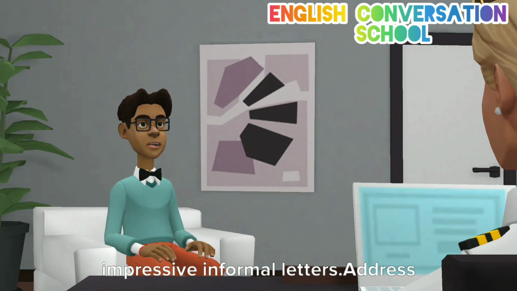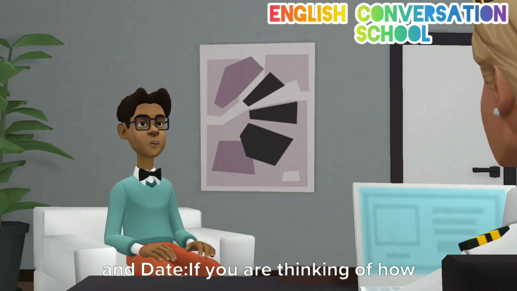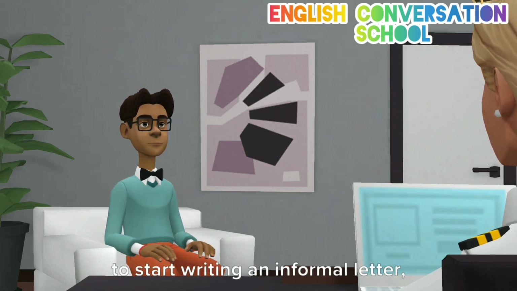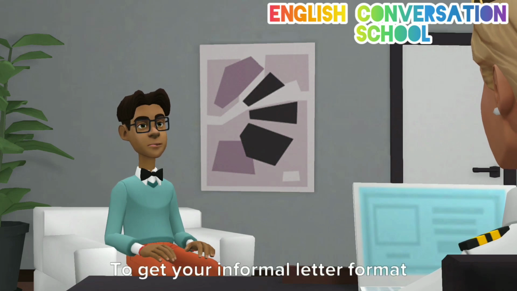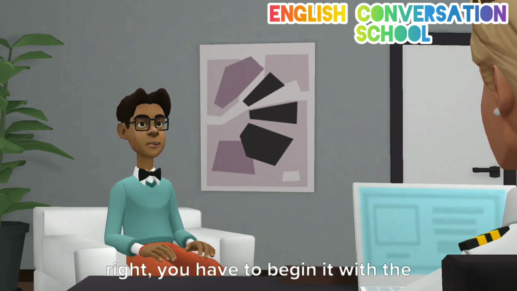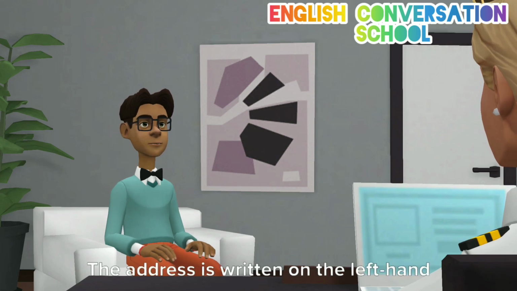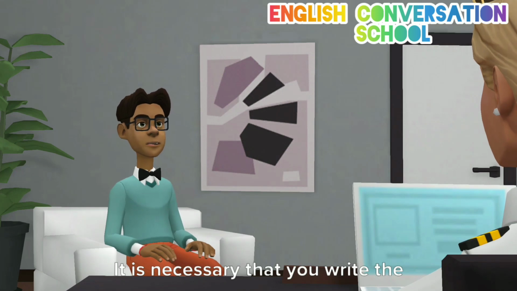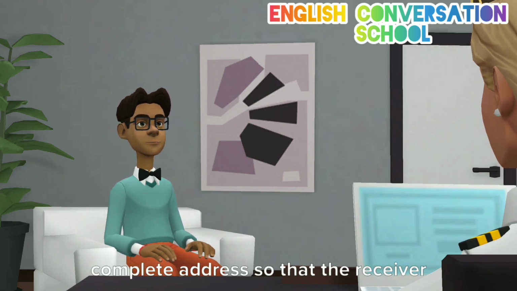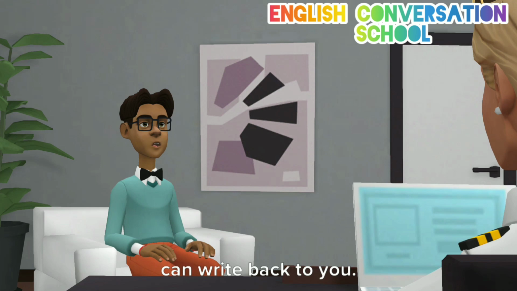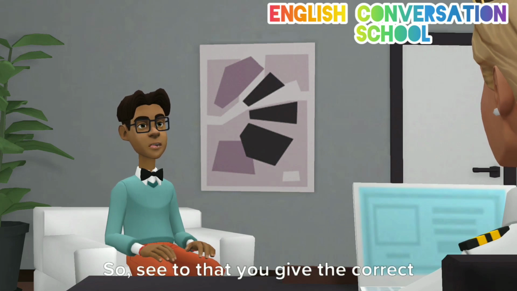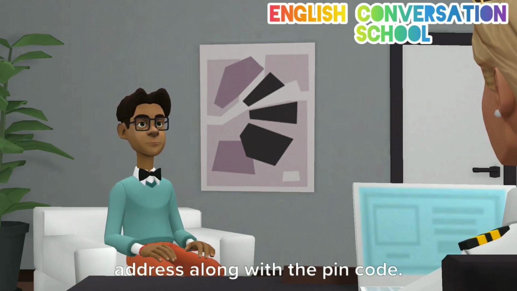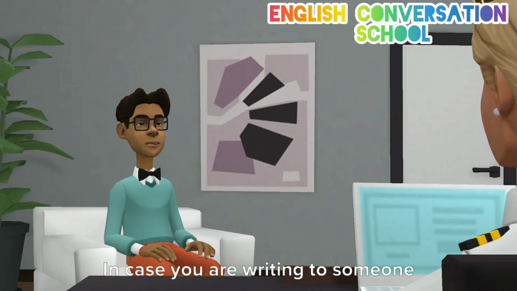Address and date. If you are thinking of how to start writing an informal letter, here is what you should know. To get your informal letter format right, you have to begin it with the sender's address. The address is written on the left-hand side of the paper. It is necessary that you write the complete address so that the receiver can write back to you. So, see to that you give the correct address along with the PIN code. In case you are writing to someone in a different country, make sure you include your country in the address.